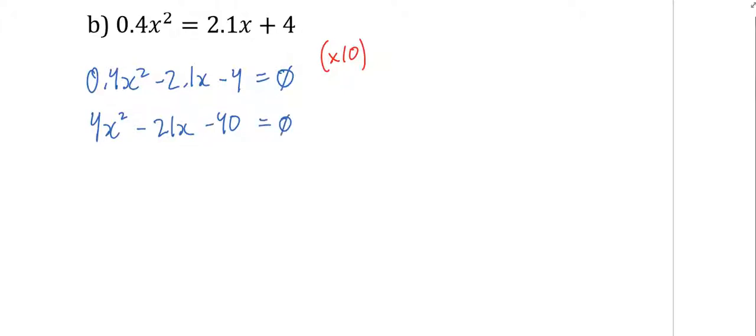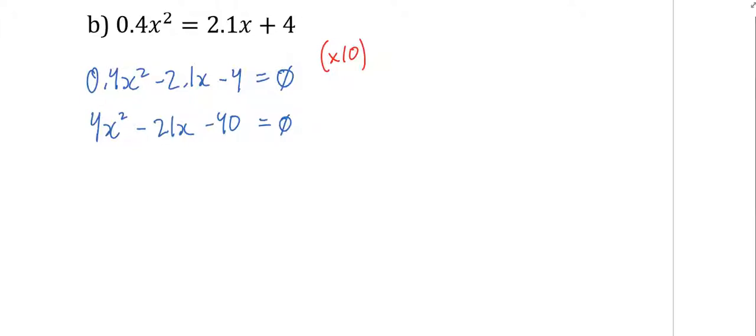Why 10? Because the most decimal places I had was 1. If I had 2 decimal places, I'd have to multiply by 100. If I had 3 decimal places, I'd have to multiply by 1,000. But notice that I had to multiply everything. So 4 times 10 is 40, right? So that one changed too. You can't just change the decimals. You got to change all of them.